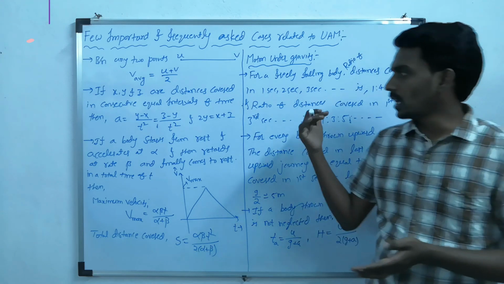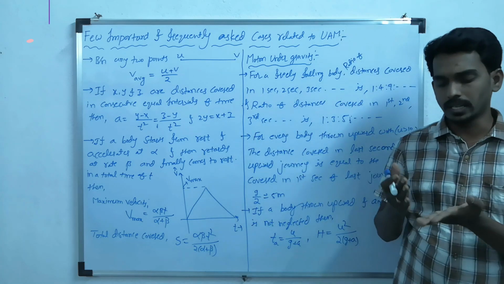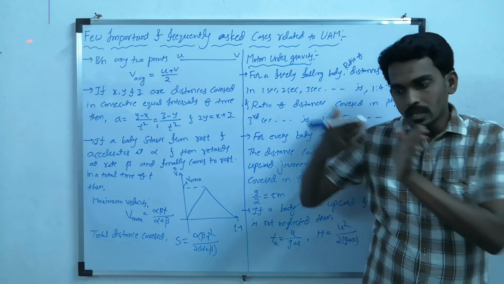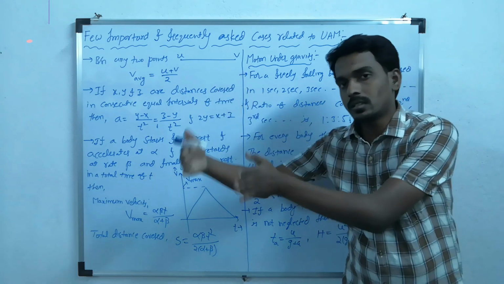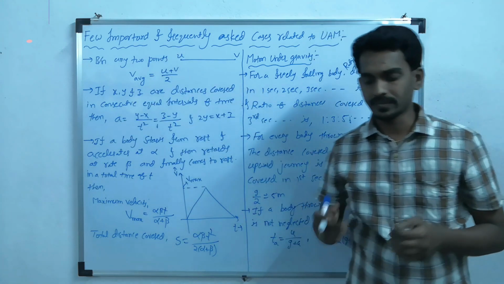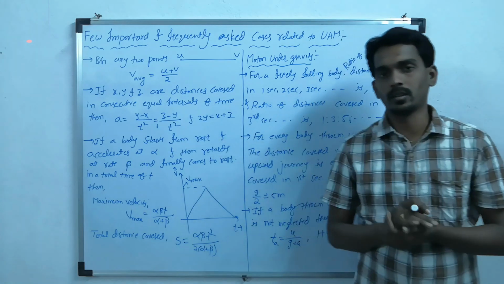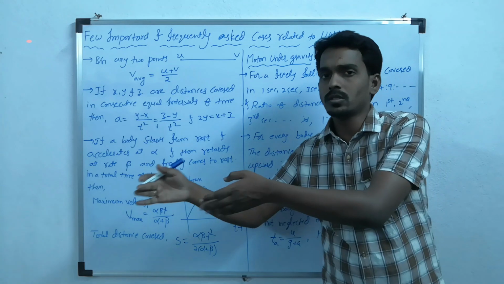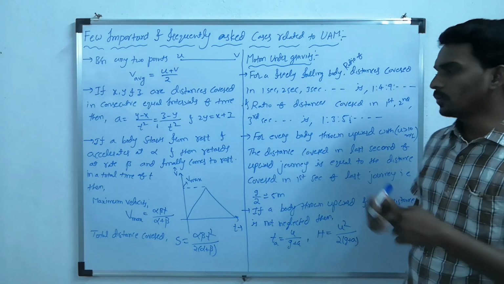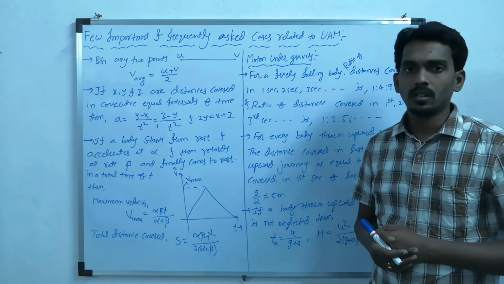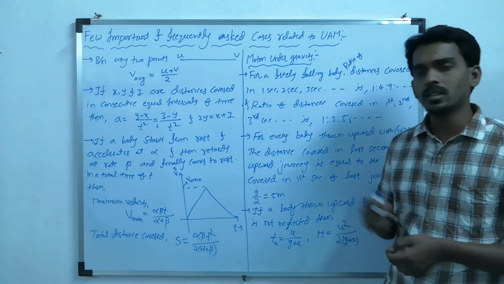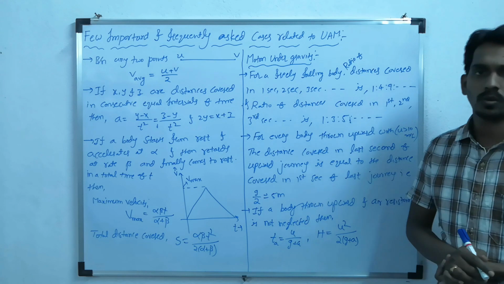And one more thing they can ask based on the same idea, that is the ratio of distances covered in the first second, second second, third second, fourth second. Every interval is how much? 1 second only. But first second, second second, third second, fourth second, so on. There you will use Sn equal to what? u plus a by 2 into (2n minus 1) formula. There you will get the ratio as 1 is to 3 is to 5, so on.